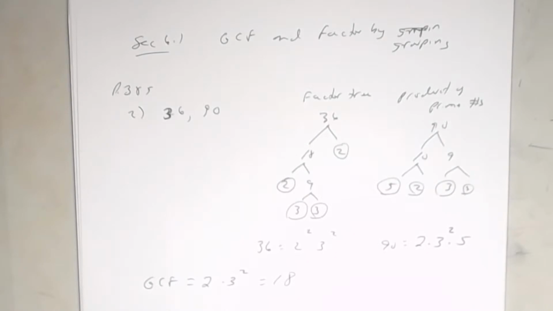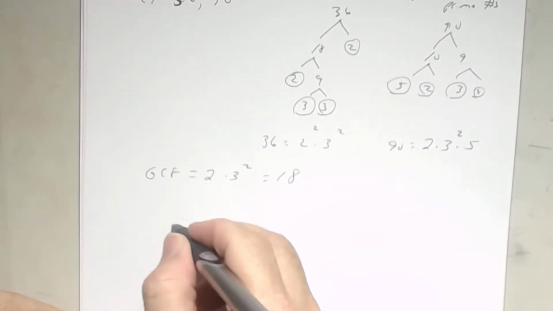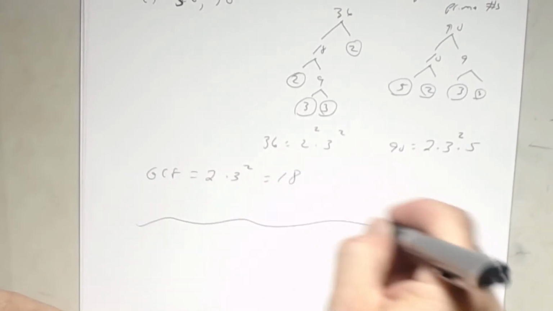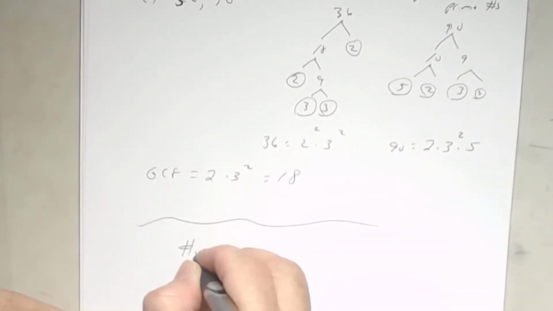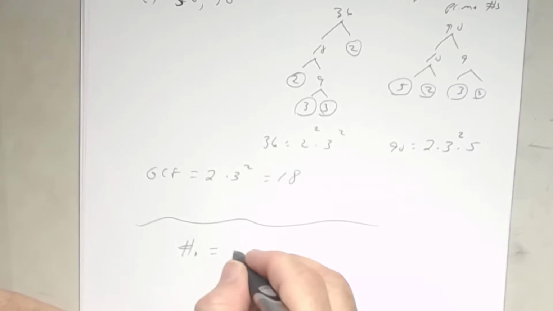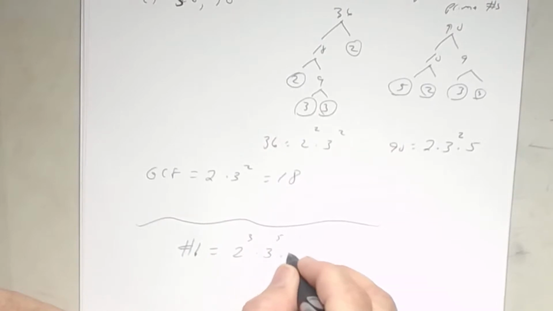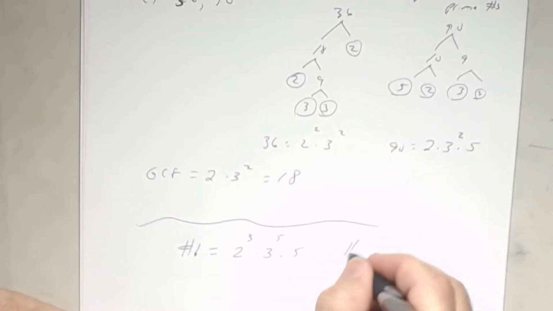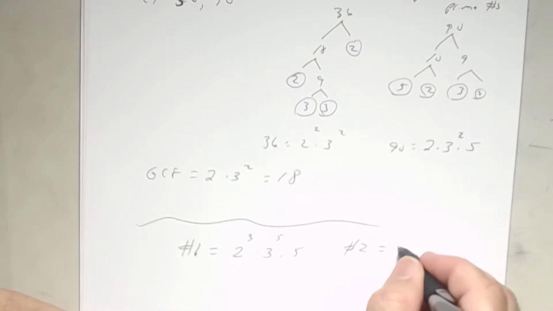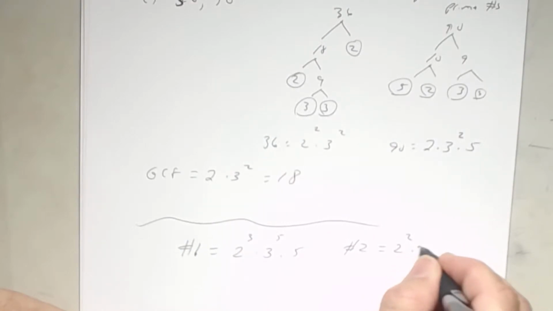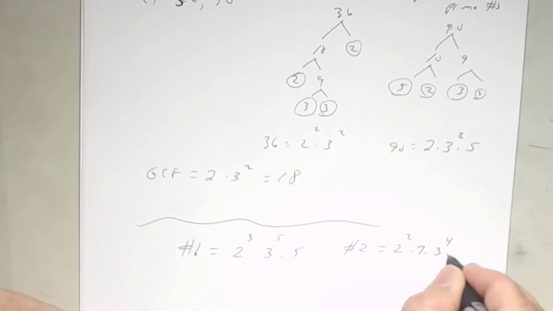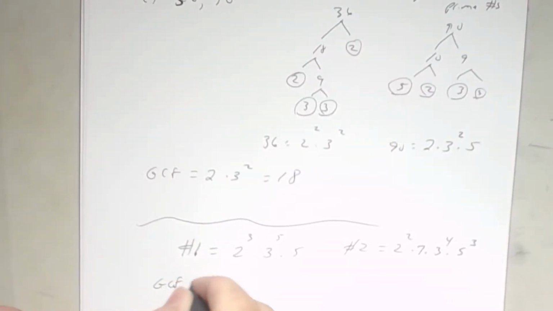For the most part, I want you to notice though, suppose you had this. I'll make this up for right now. Suppose we did all this work, and let's say my prime factorization for number 1 was 2 cubed times 3 to the 5th times 5. And number 2 was 2 squared times 7 times 3 to the 4th times 5 cubed. So you did all that factorization, and then the question is, what's the GCF of number 1 and number 2?